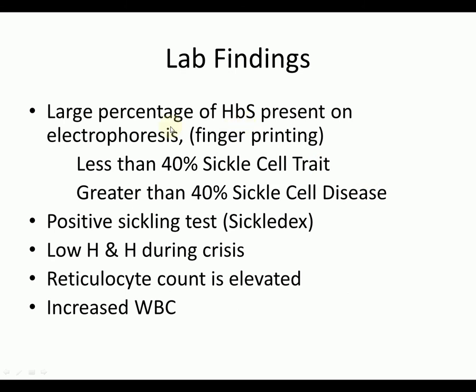In the laboratory findings, you will find a large percentage of hemoglobin S present. Less than 40% will indicate a sickle cell trait. Greater than 40% will indicate sickle cell disease. They will have a positive sickling test, which is called Sickledex. They'll have a low hemoglobin and hematocrit during their crisis. Reticulocyte counts will elevate, and they'll have an increased white blood cell count.